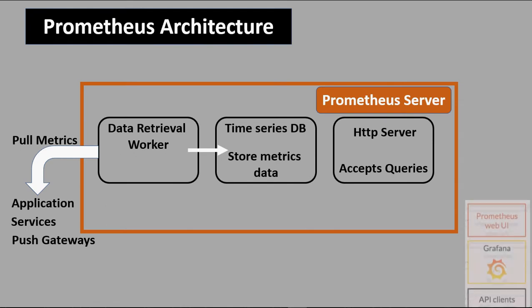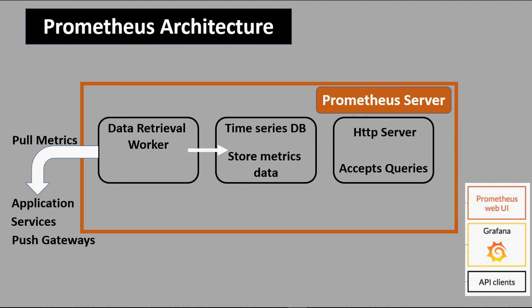A web client or a dashboard like Prometheus UI, Grafana, or an API client, which shows data to the administrator in a fancy format, requests data from a Prometheus server using a query language called PromQL. An HTTP server which accepts these queries fetches data from the time series database and returns the output.